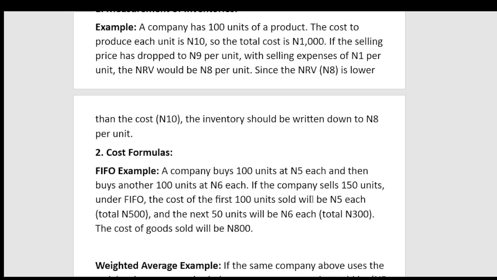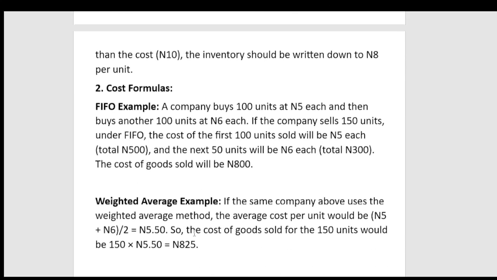Remember, FIFO is first in, first out. The goods you bought first will be the goods you send out. Remember, the amount you use in buying the first goods might be different from the amount you use in buying the second goods. The first goods that you bought, you sold at 5 naira each. The second ones that you bought, you sold at 6 naira each. What FIFO is saying is to put the cost of the first one and the cost of the second one together. That is the total amount of goods you have sold out. Is that clear? Good. But weighted average has a different view.